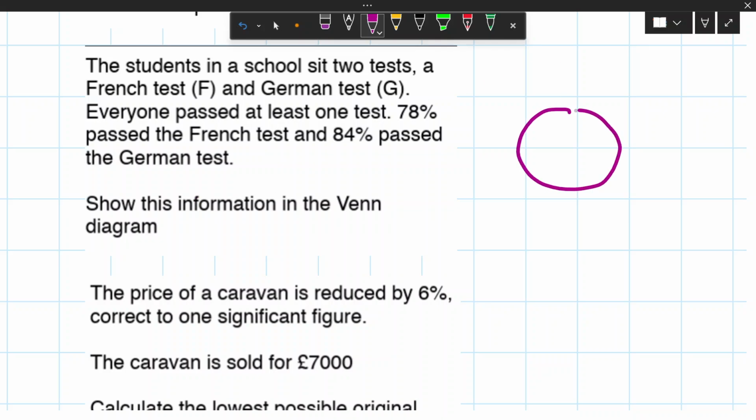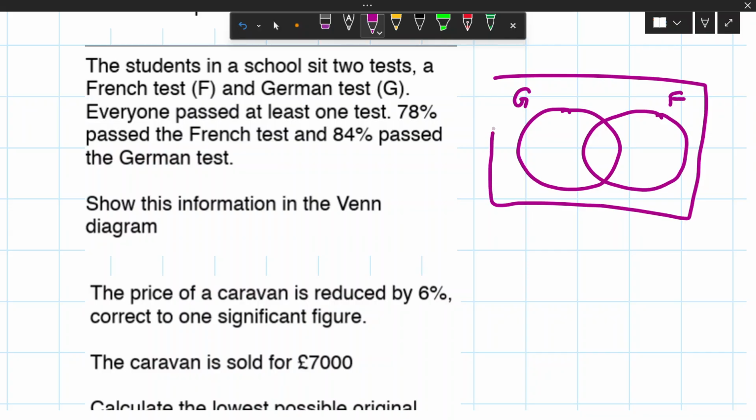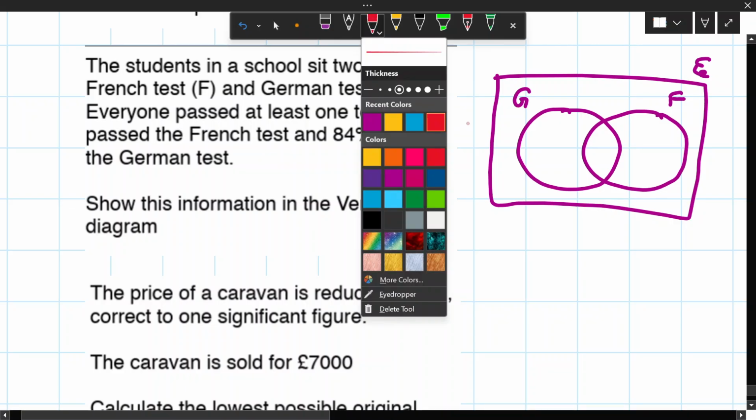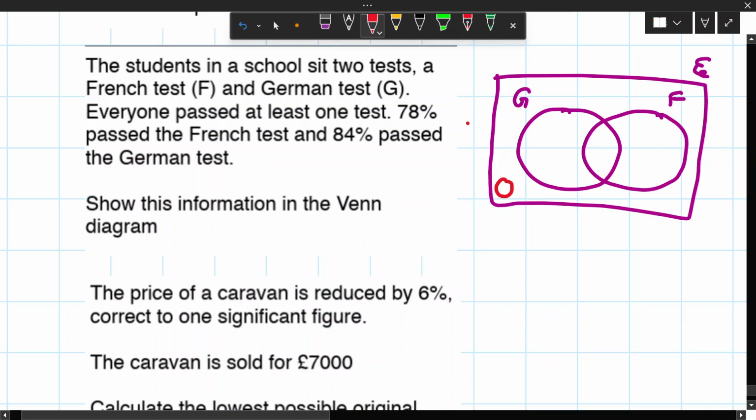So let's get a Venn diagram. We have German and French. And always remember to make the rectangle, that is your universal set of everything. Now, we know that everyone has passed at least one of the tests. So people who passed neither of them, that's 0.